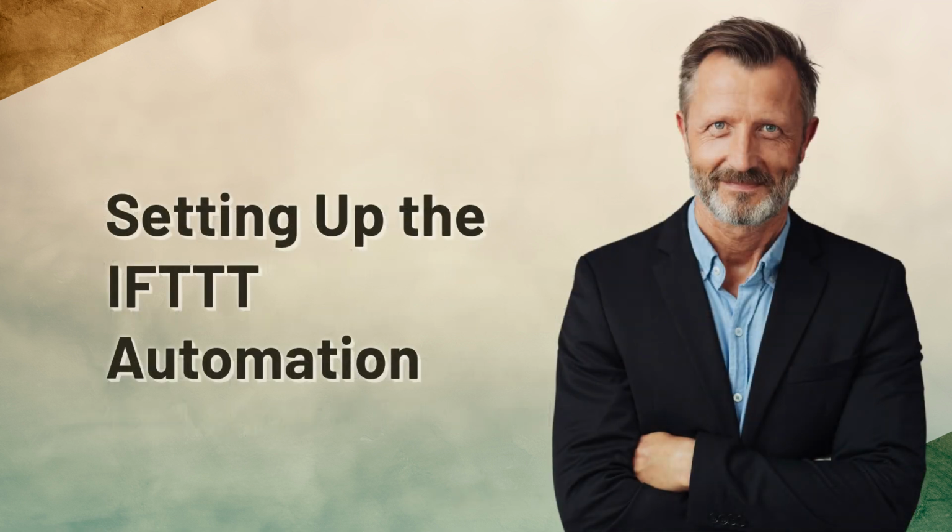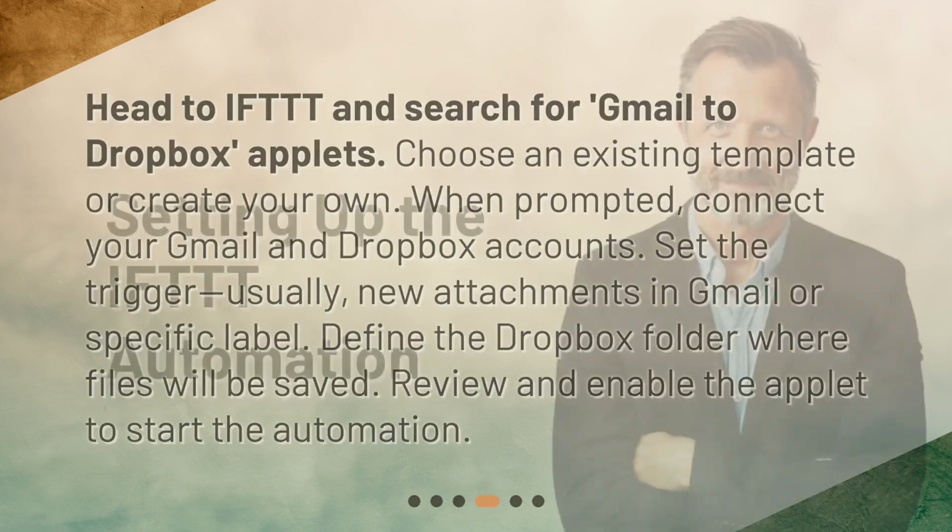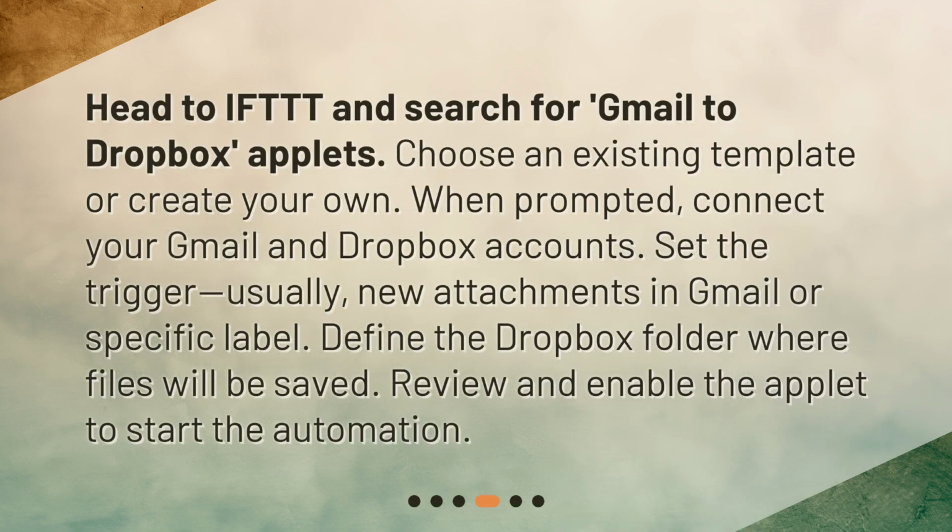Setting up the IFTTT automation. Head to IFTTT and search for Gmail to Dropbox applets. Choose an existing template or create your own. When prompted, connect your Gmail and Dropbox accounts. Set the trigger, usually new attachments in Gmail or a specific label. Define the Dropbox folder where files will be saved. Review and enable the applet to start the automation.